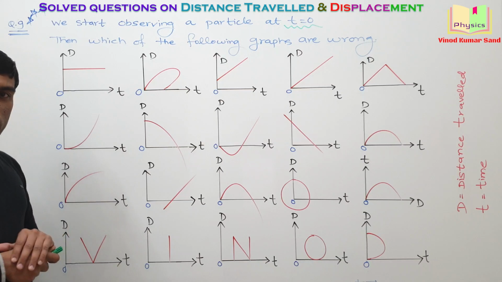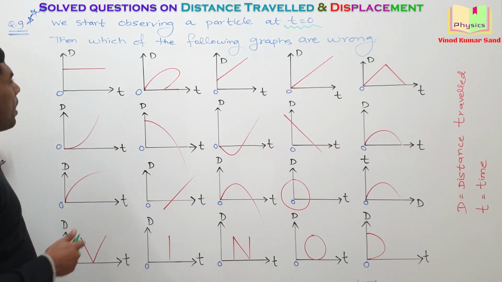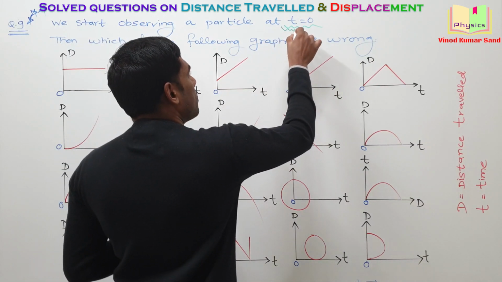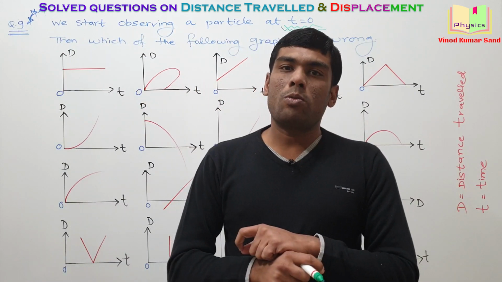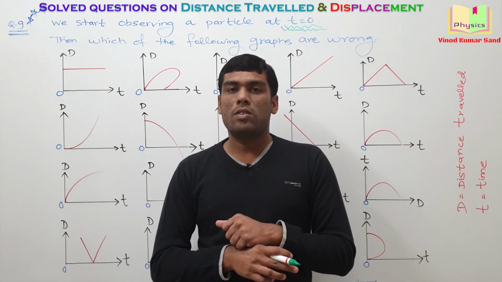I hope you are done with your calculations. So I am starting the explanation part. We start the observation at t is equal to 0. The moment you start the observation, how much is the distance traveled by that object?